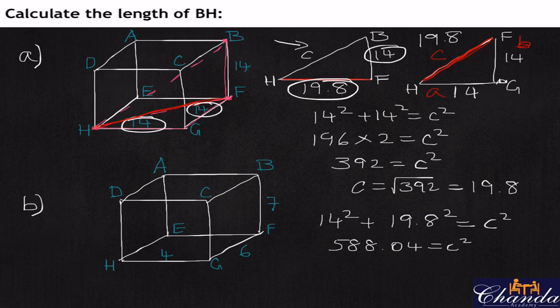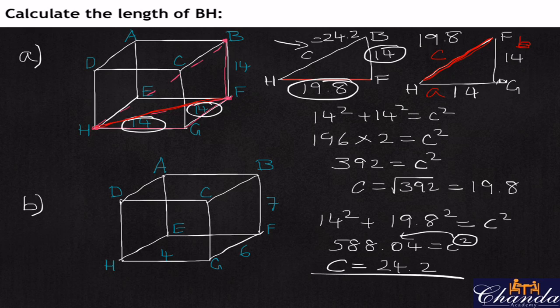Then taking the square to the other side, we have C is equal to the square root of 588.04, which gives me 24.2, approximately. Just rounding it off now. So 24.2 is the length of BH. So that's it, folks. That's how we use Pythagoras' theorem in three-dimensional shapes. So now let's go ahead and do a few more examples.